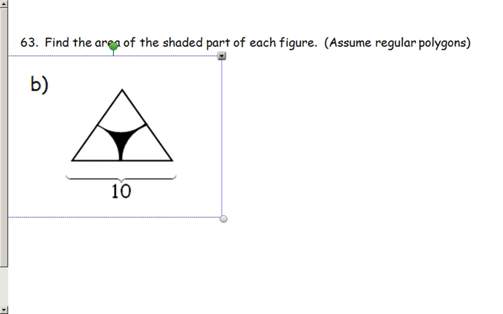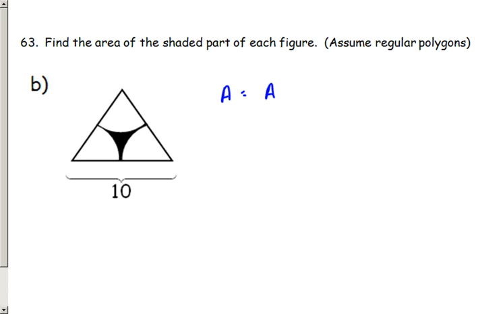You got a triangle, but instead of the shaded part being the corners, the shaded part's in the middle. And basically what you got here is the area of the shaded is going to equal the area, again, of the equilateral triangle minus the area of these little pieces. These are your unshaded pieces.